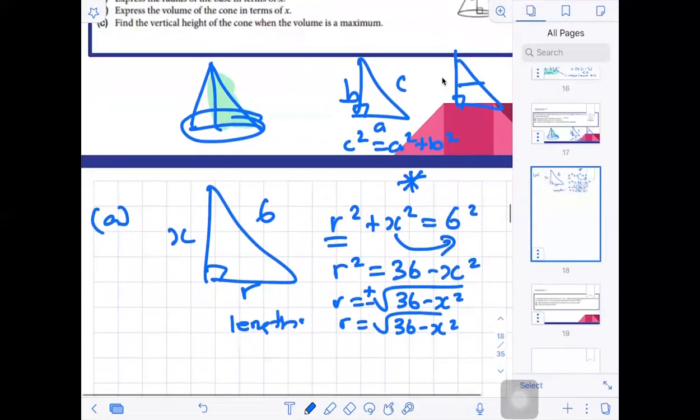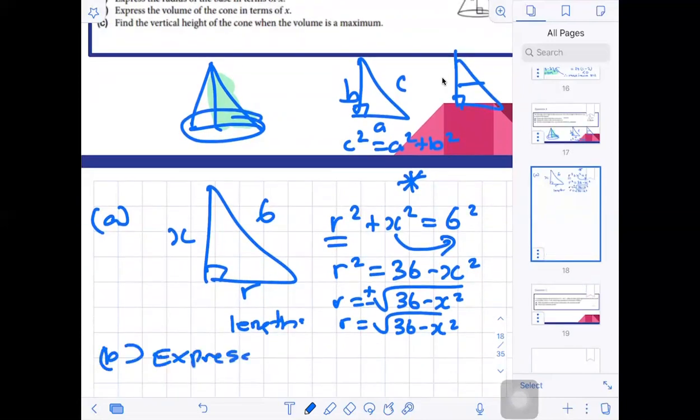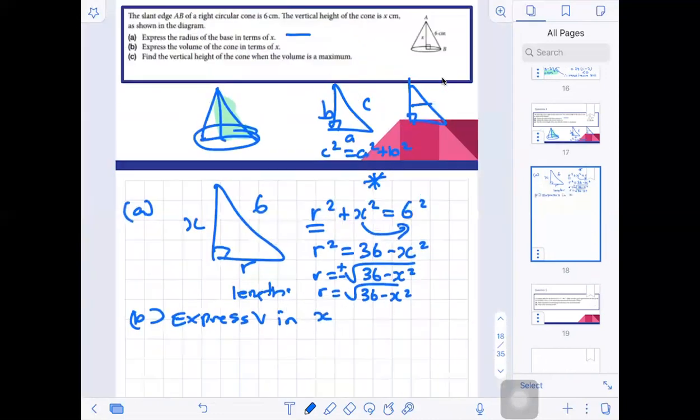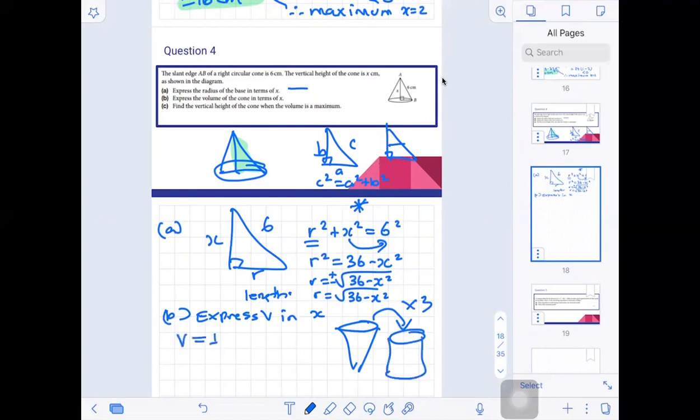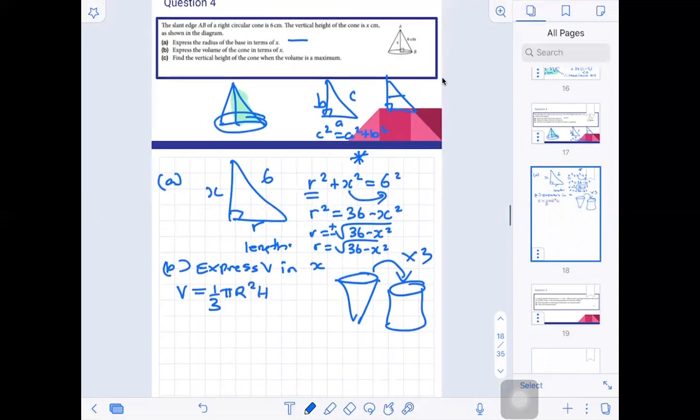Okay, so that answers the first part. Then we want to express the volume in terms of x. So what is the volume of a cone? Now it takes 3 cones to fill a cylinder, so the volume is 1/3 times the area of the cylinder. So it's 1/3 pi times r squared times x.